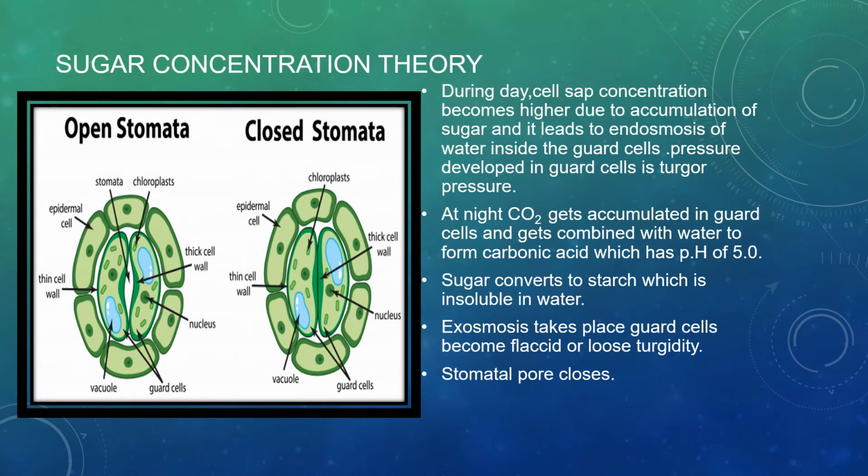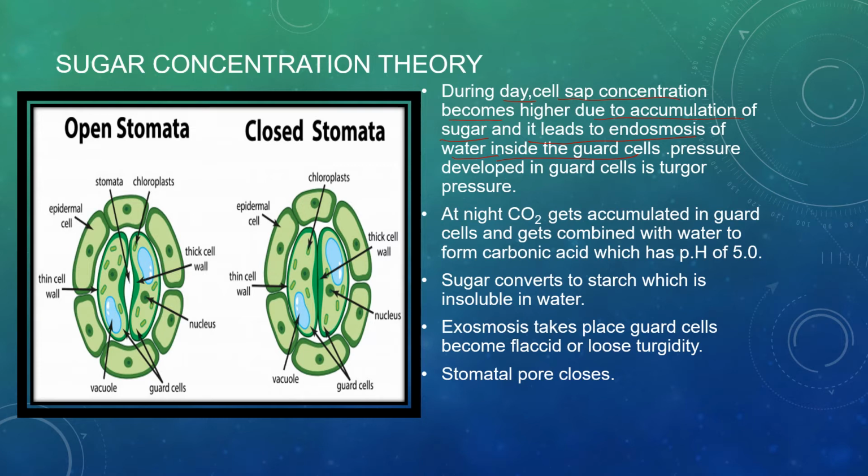Now here comes the second theory, the sugar concentration theory. So what happens in this theory? During daytime, the cell sap concentration becomes higher. Why does it increase? Due to the accumulation of sugar. From where is the sugar coming? Due to photosynthesis, sugar is produced. So this leads to endosmosis, that is, water moves from the outside to inside the guard cells.